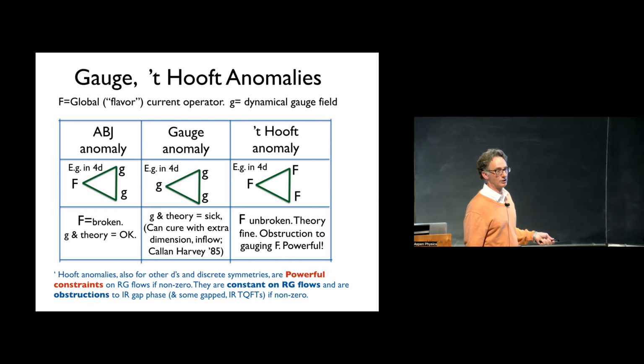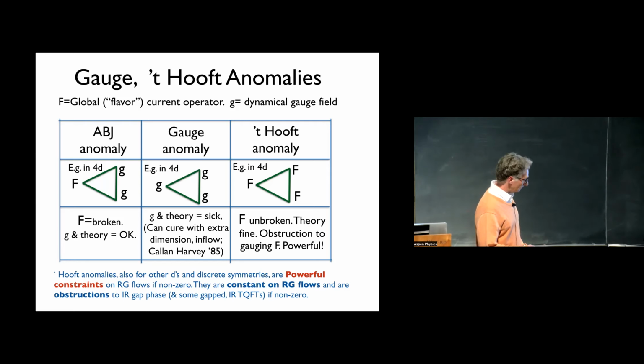They can't change. In general, renormalization group flows are a mystery beyond weak coupling. One thing that we know for sure is that if there are 't Hooft anomalies, they have to be constant on those flows. And sometimes there are obstructions to gapped phases. So then you will know that the infrared theory cannot have a gapped phase, for instance.